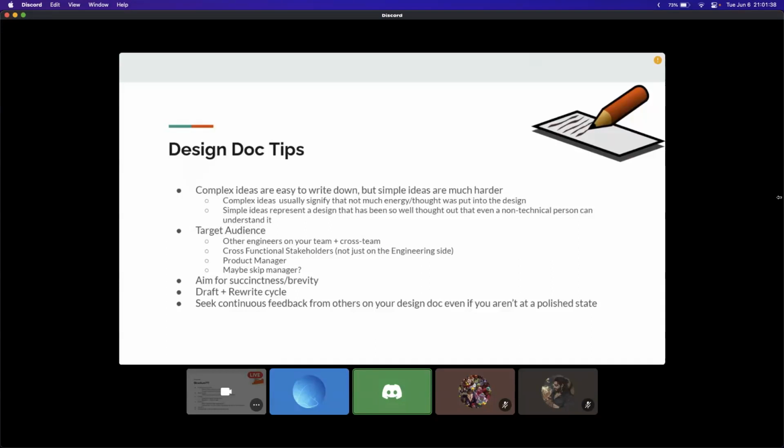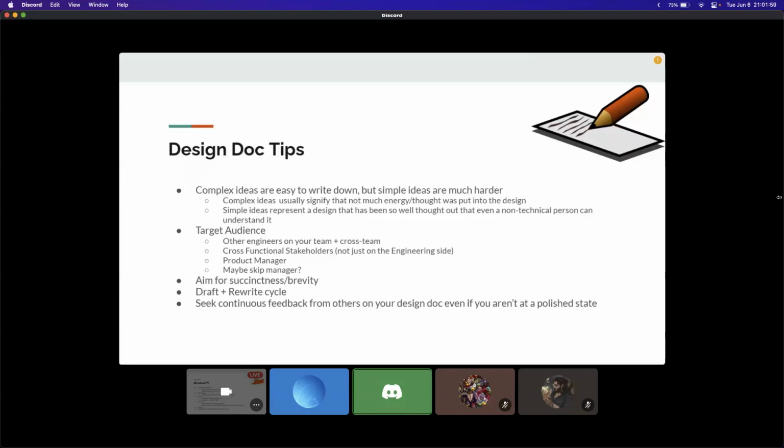The third tip is to aim for succinctness and brevity, right? If you make your thoughts more succinct, then your design docs won't be walls of text, and they won't be 10 pages when you can express the same idea in 5 pages. Succinctness and brevity is something that takes time. I'm definitely working on this myself, especially at work.